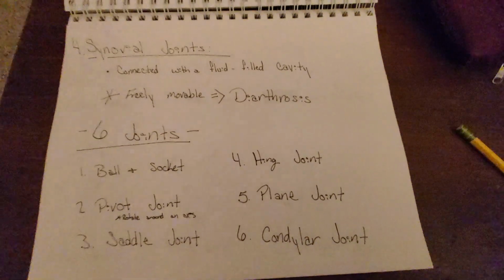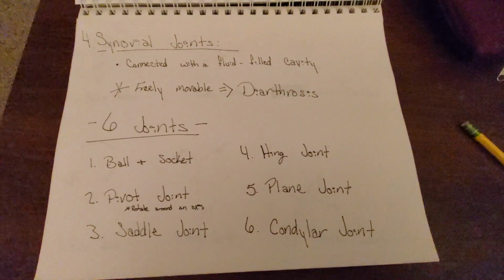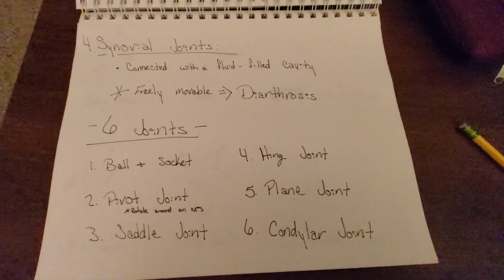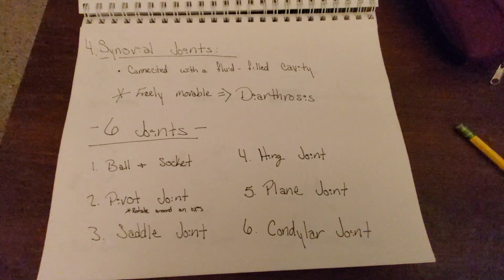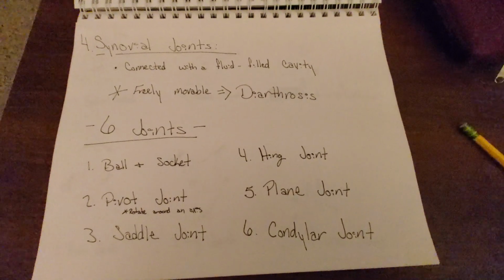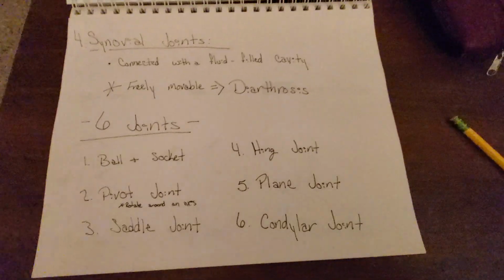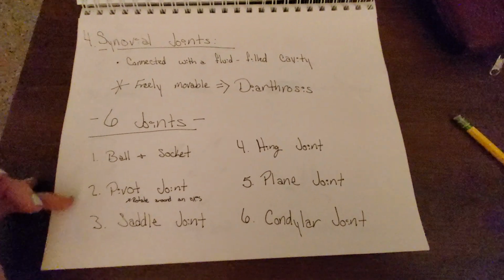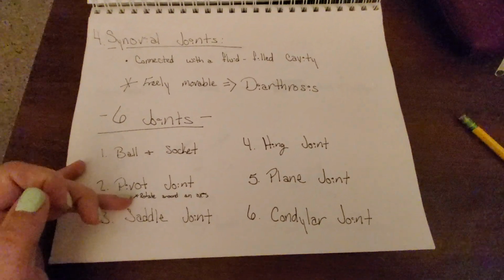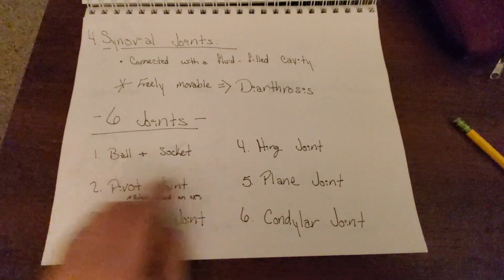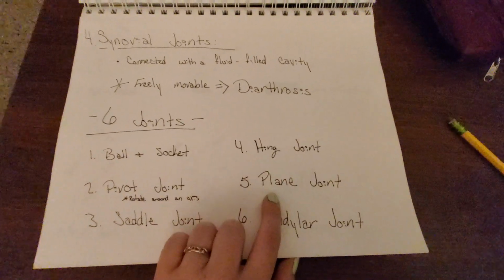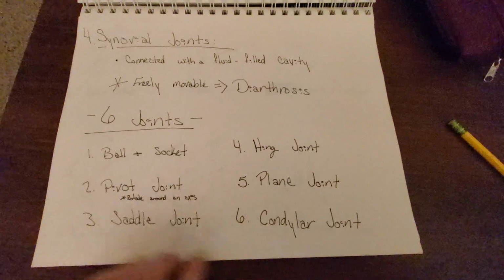And then lastly, the synovial joints, connected with a fluid-filled cavity, which is freely movable, which is diarthrosis. There are 6 joints: the ball and socket, the pivot joint, which moves around an axis, the saddle joint, the hinge joint, the plane joint, and the condylar joint.